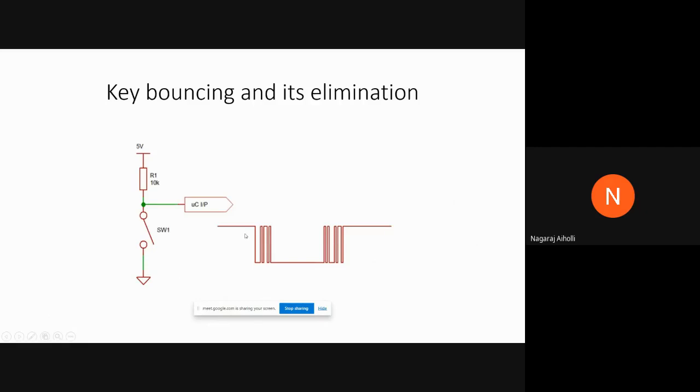But if the microcontroller provides some wait time, so that the key will settle down, then once the key reaches its stable state, that can be considered as the correct response. This is how the key bouncing effect is eliminated, by making the microcontroller wait until the key pressed reaches its stable state.